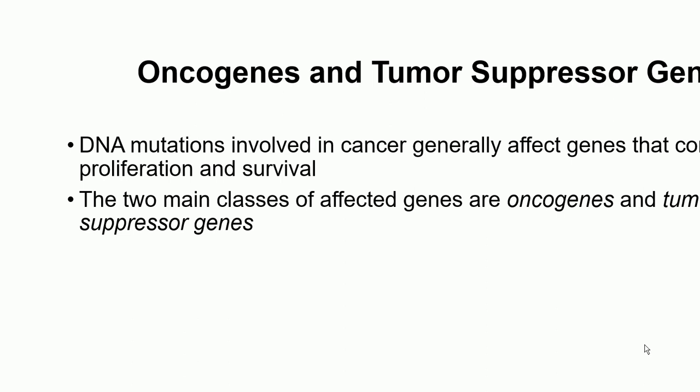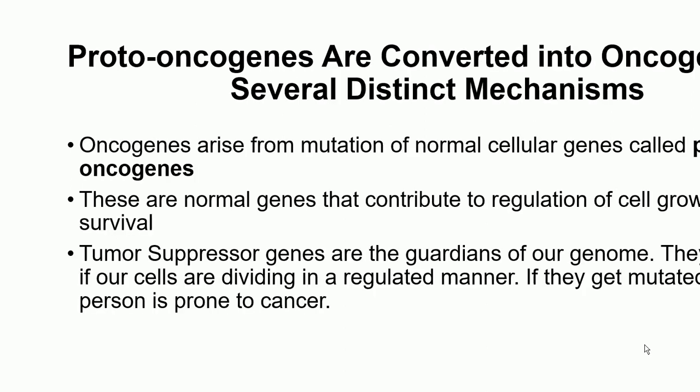You must have heard sometimes some people say we all have cancer genes, right? Basically we all have genes which are called proto-oncogenes. These proto-oncogenes are genes which are involved in cell division. They are the ones which make our cells divide in an organized manner.